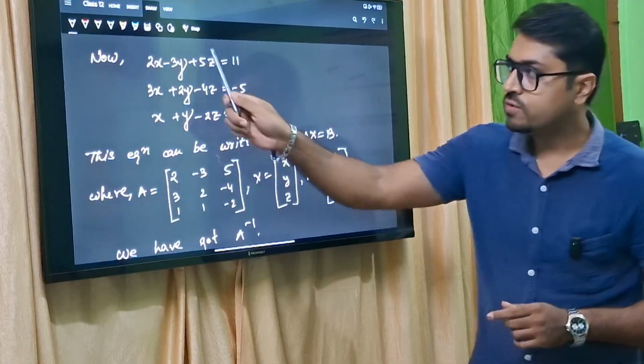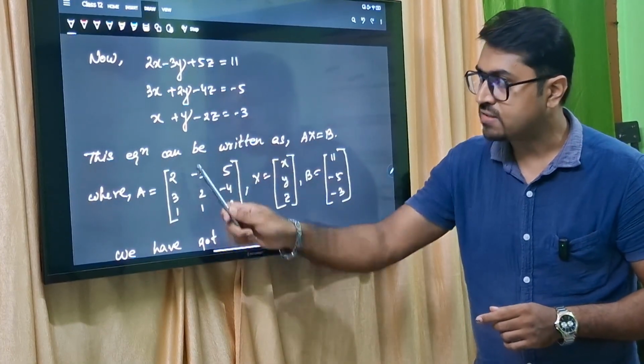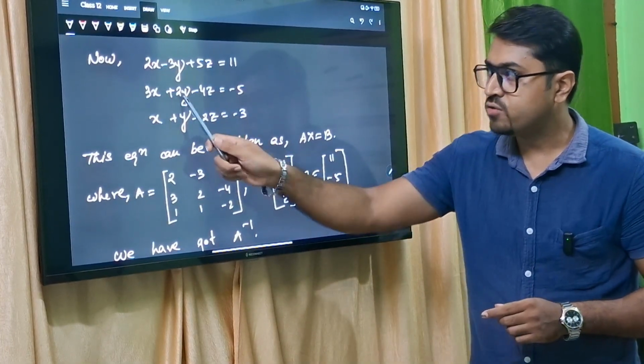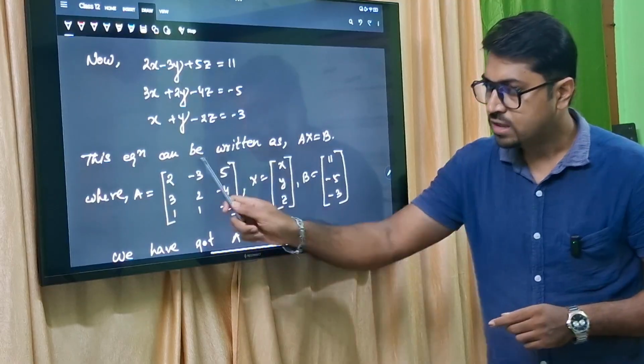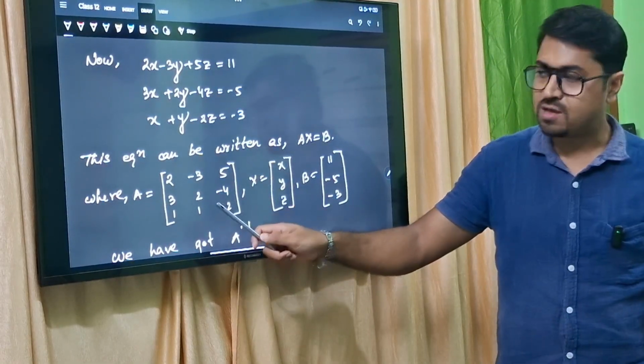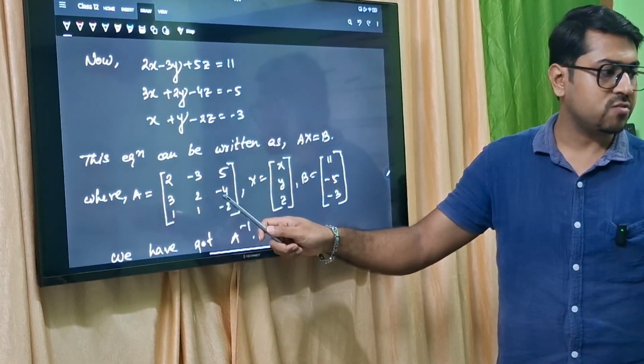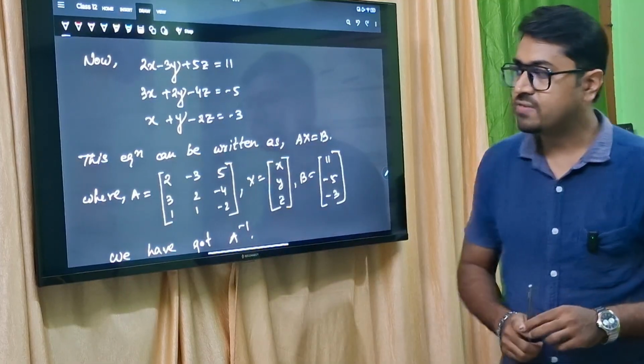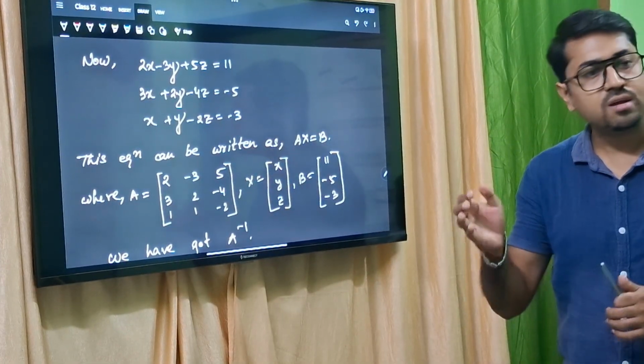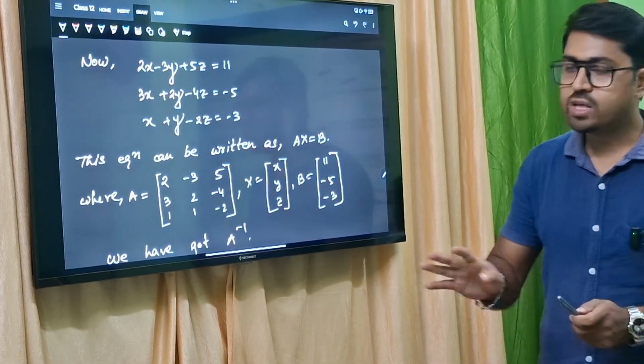That means the coefficient matrix A can be written as 2 minus 3 5, 3 2 minus 4, 1 1 minus 2. Just check with the matrix A. The same matrix A is given at the beginning of the question, yes or no? The same matrix is given. That means the process of the sum will be as it is. Means no change on that.